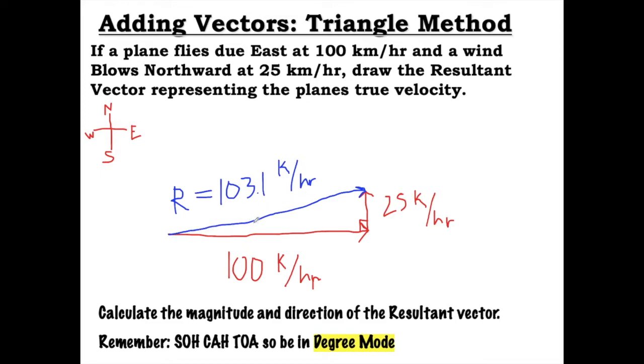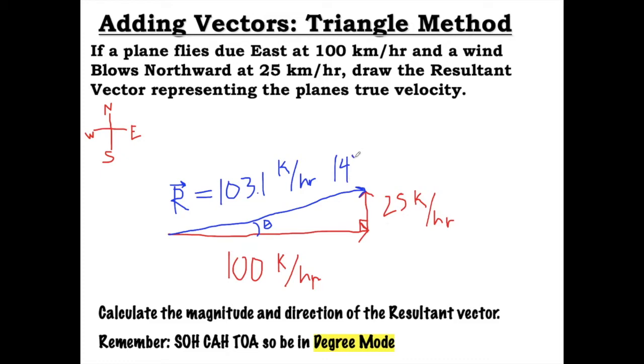But somehow we need to get this angle right here. So we're going to need to get that angle. Boom, theta. And the reason we have to do that is because this resultant vector, R, needs to have a direction. So to get theta right here, we're actually going to use tangent because we have opposite and adjacent, so O and A, and it's going to be inverse tangent. So you're going to do inverse tangent of 25 over 100. And when you do that, you're going to get 14 degrees.